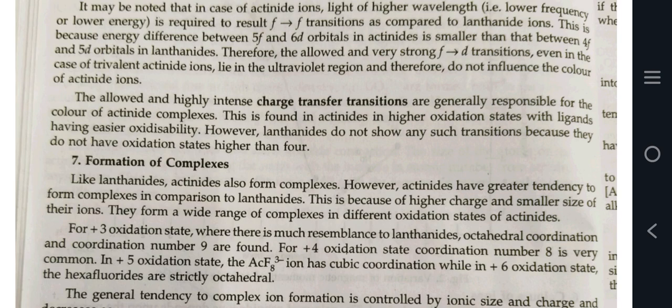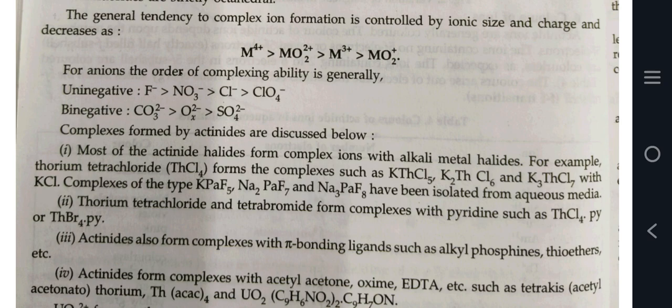In the +4 oxidation state, coordination number 8 is very common. In the +5 oxidation state, the AcF8 3- ion has cubic coordination, while in the +6 oxidation state, the hexafluorides are strictly octahedral. The general tendency to complex ion formation is controlled by ionic size and charge and decreases as M4+ is greater than MO2 2+ greater than M3+ is greater than MO2+. For ions of unit charge, the order of complexing ability is generally uni-negative.